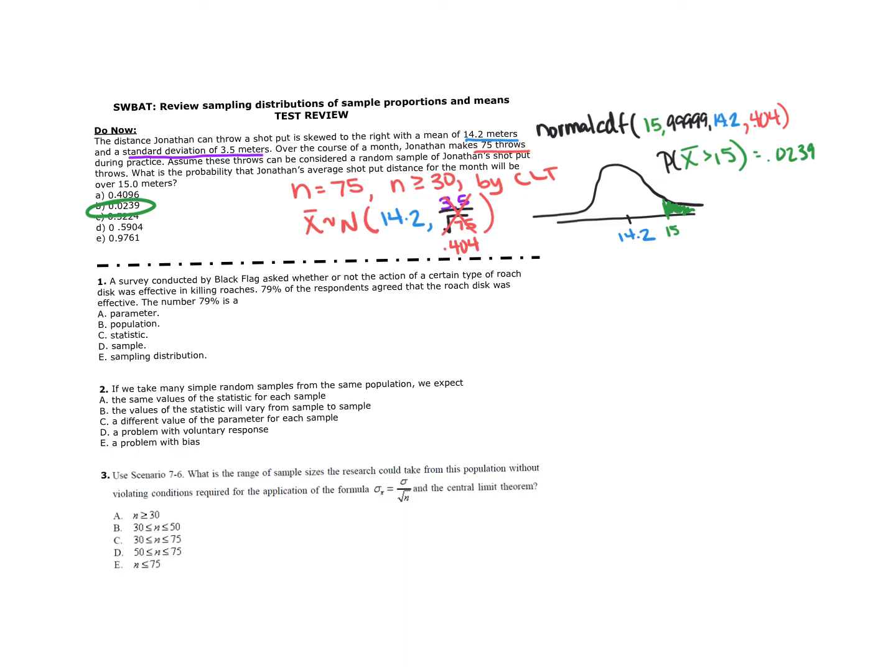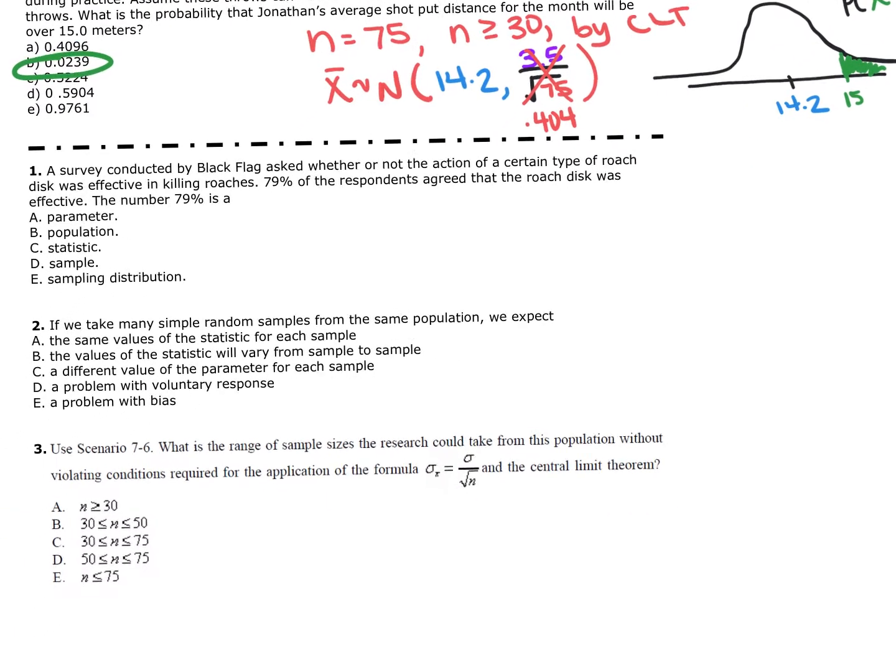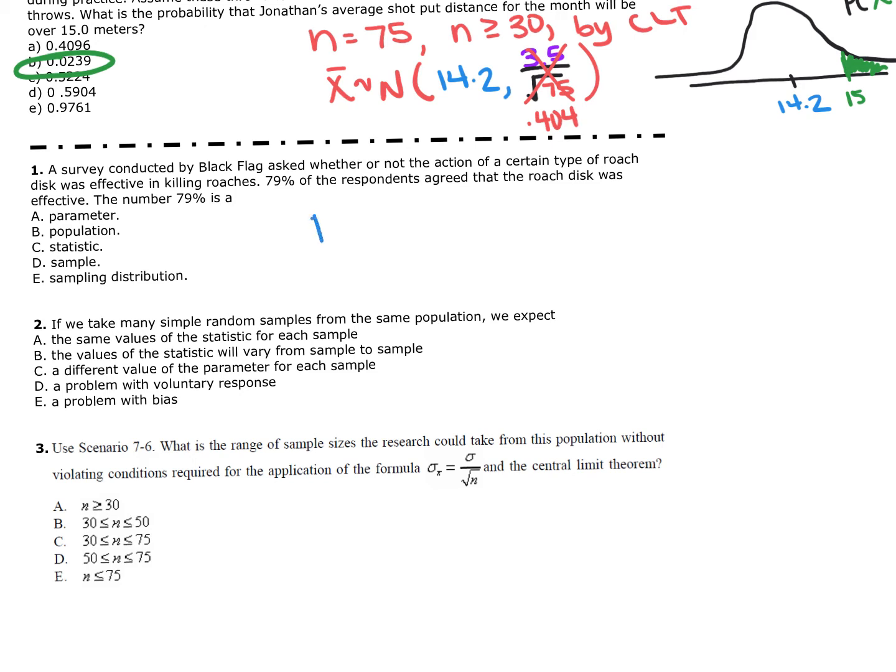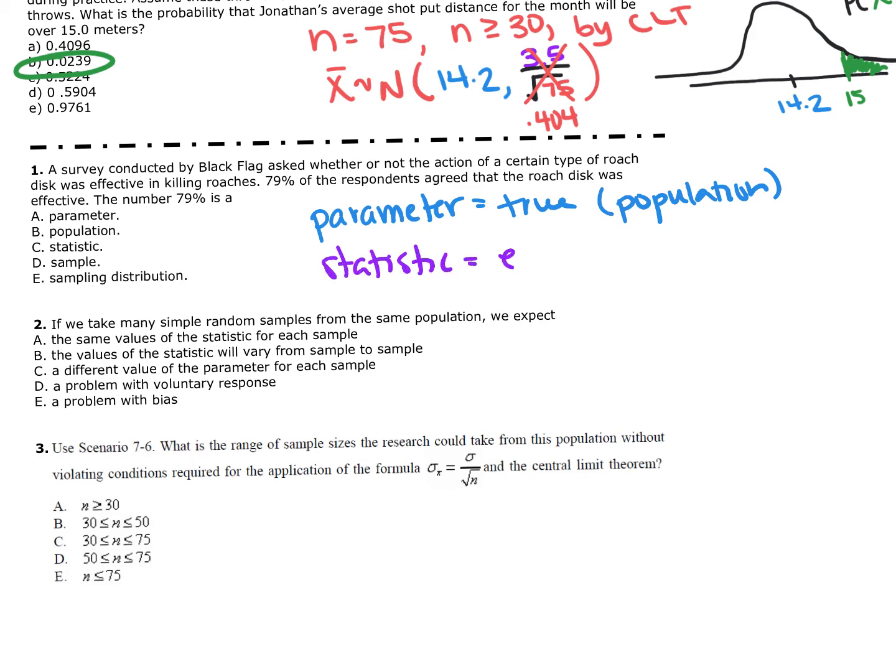Now, these next two problems, if you look at number one, it talks about what is basically a statistic or a parameter. And remember that the parameter in the distribution is what we call our true value. And it comes from the population. It's the population value. And the statistic is what we call an estimate. And the estimates always come from the sample.